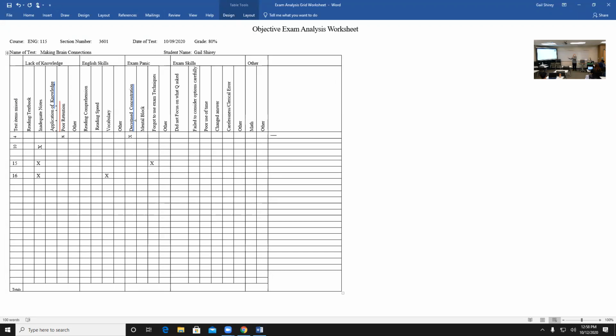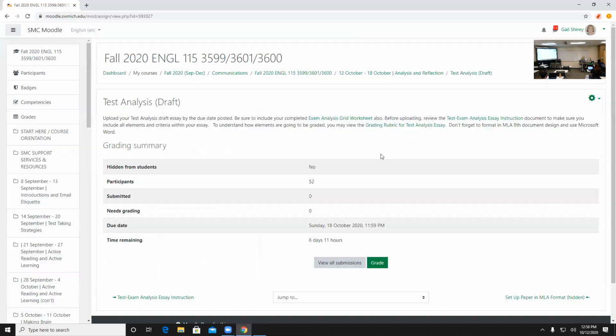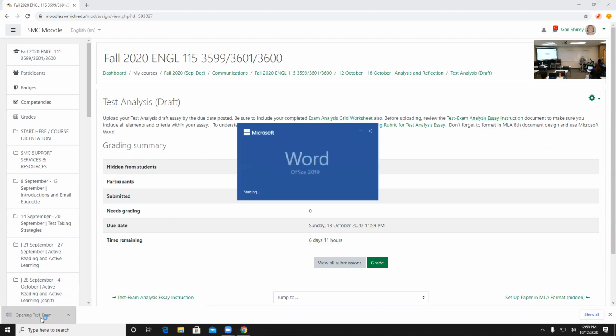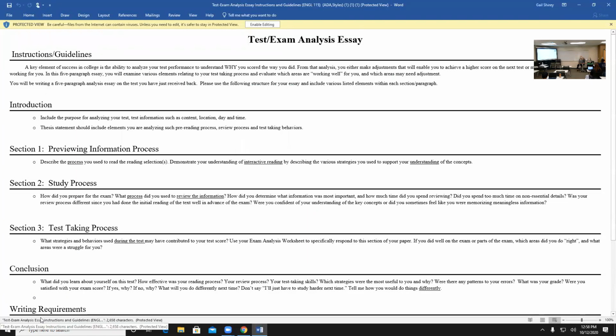Save the document. Save as, right? So this is called the grid sheet. After you have saved it, this is the grid sheet. Pretend I saved it and it's on my computer. Now what you need to do is the test exam analysis instructions. So this is the report, this is the essay you're going to be writing. And you're going to need to refer to the worksheet at some point in your essay. That's why you do the worksheet first.